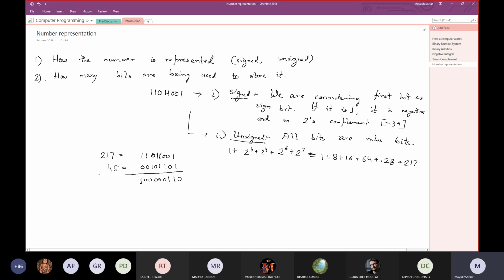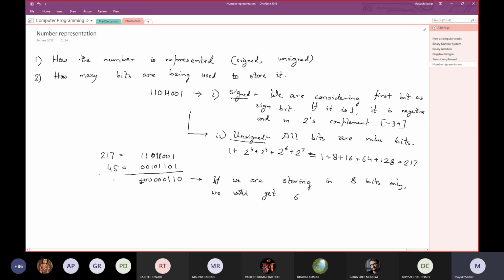Now, second point, how many bits are being used to store it? Okay, if we are storing it in 8 bits only, we will get the first bit chopped off, and yes, we will get 6 as the result.